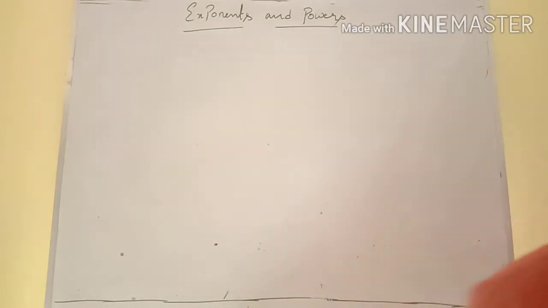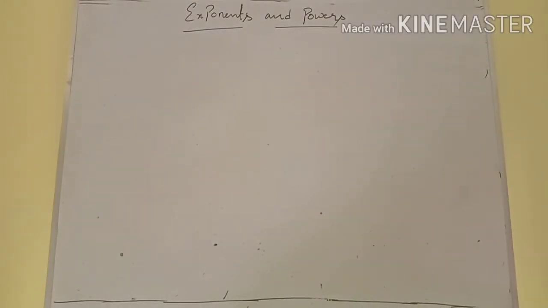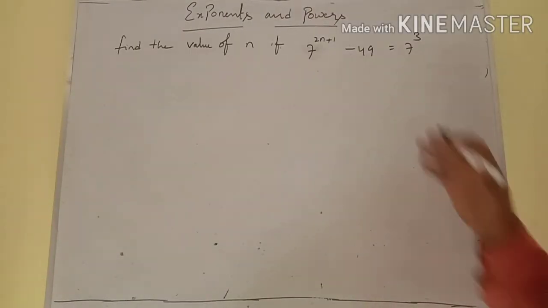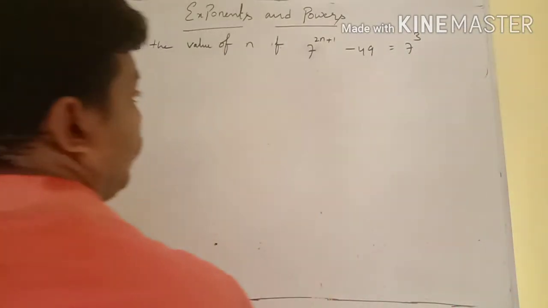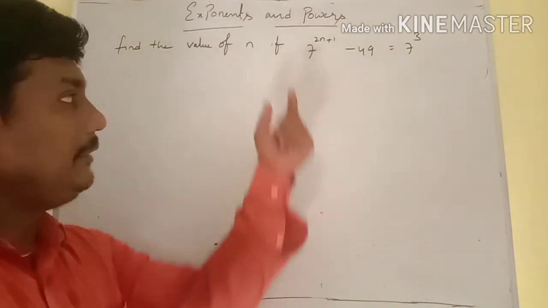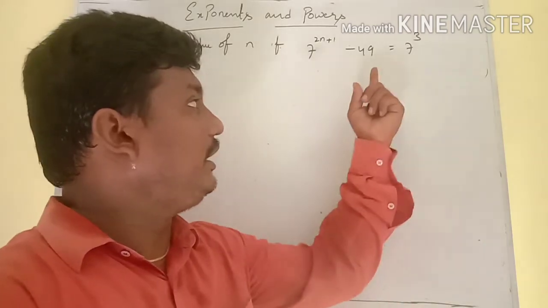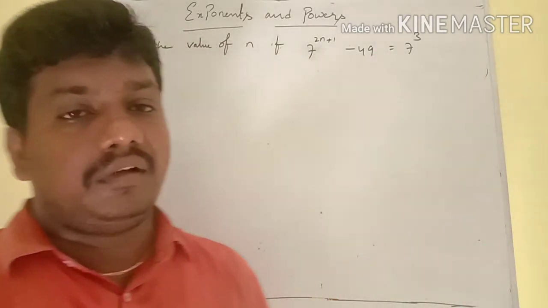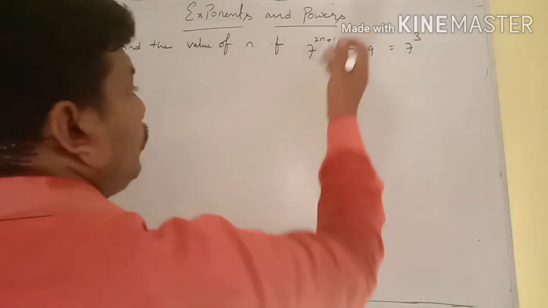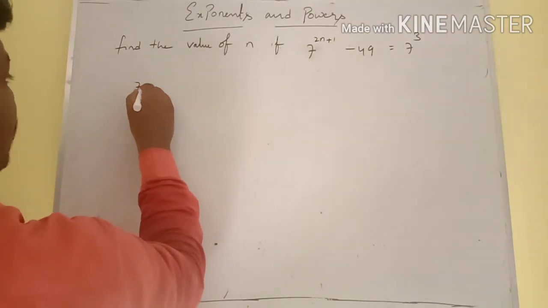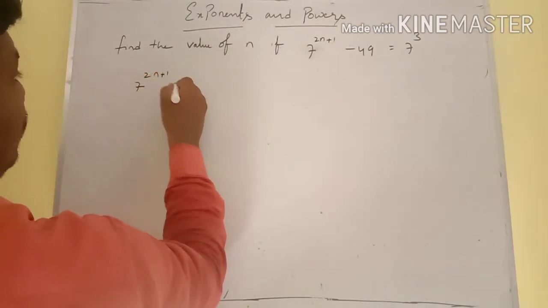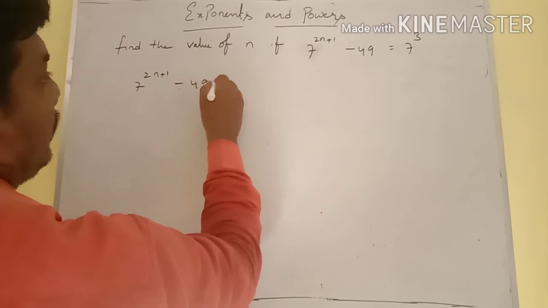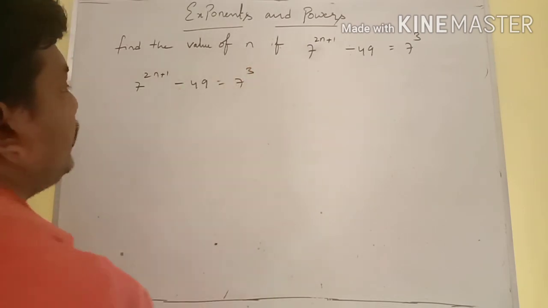Stop this chapter. How to find the value of n if 7 power n plus 1 divided by 49 is equal to 7 power 3. So you have to write this as 7 power 2n plus 1 divided by 49, that is equal to 7 power 2. This is given.